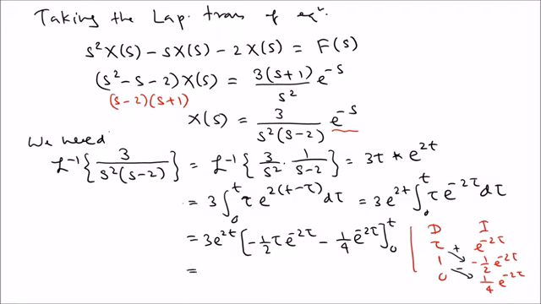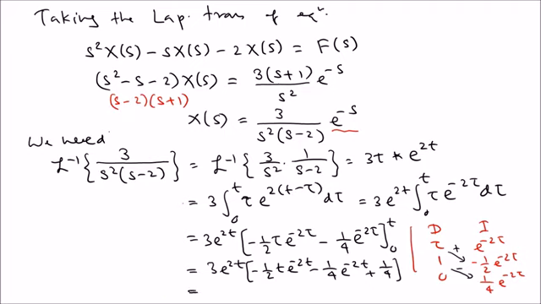So if you plug in t, you get 1/2 t e^(-2t), and when you plug in 0, it is gone. From the other one, when you plug in t, you get 1/4 e^(-2t), and when you plug in 0, it's positive 1/4. So that's what you get, and multiply through.